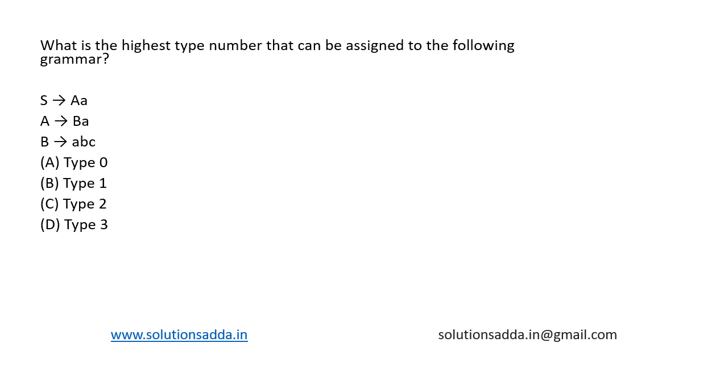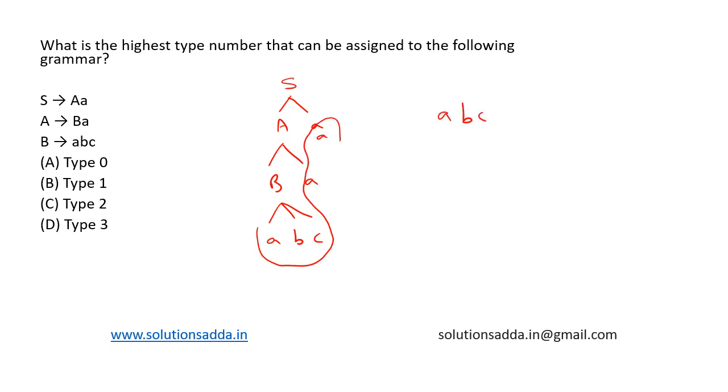This is a question from Theory of Computation. What is the highest type number that can be assigned to the following grammar? S derives A, A derives BA, and B derives ABC. Let's try to understand what this grammar is deriving. S derives A, A derives BA, and B derives ABC. So the string generated is ABCAA.